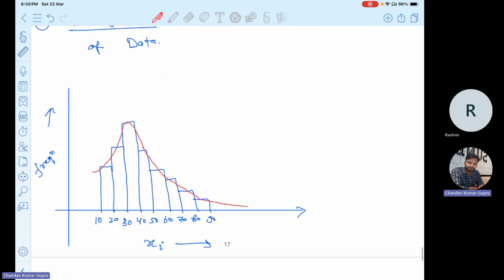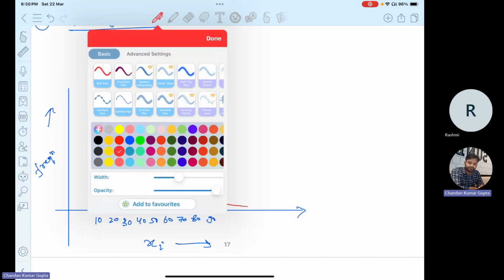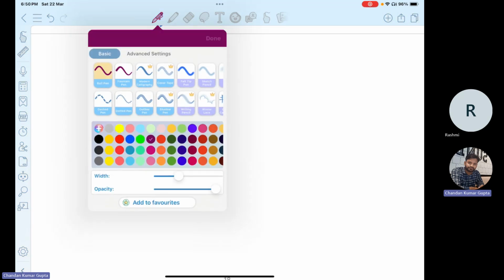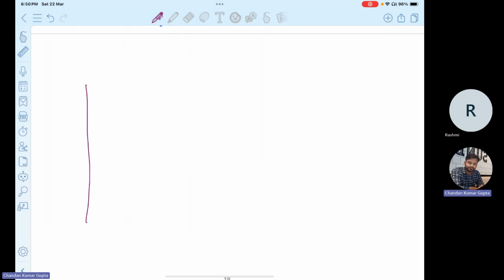Also, with the help of those histograms, suppose, let me write another one. Suppose I'm just drawing roughly.